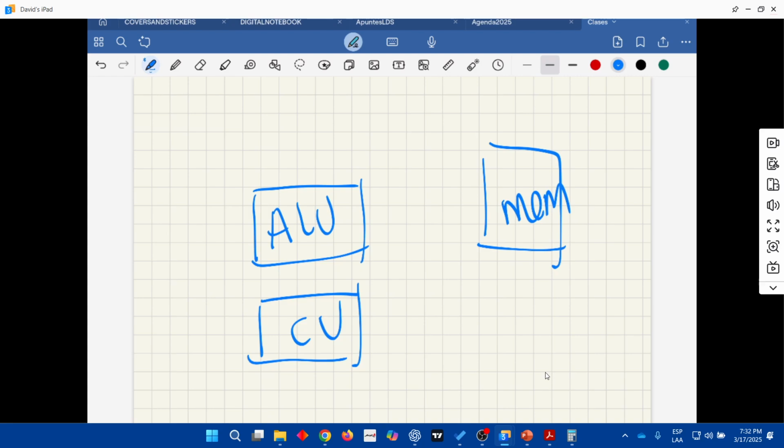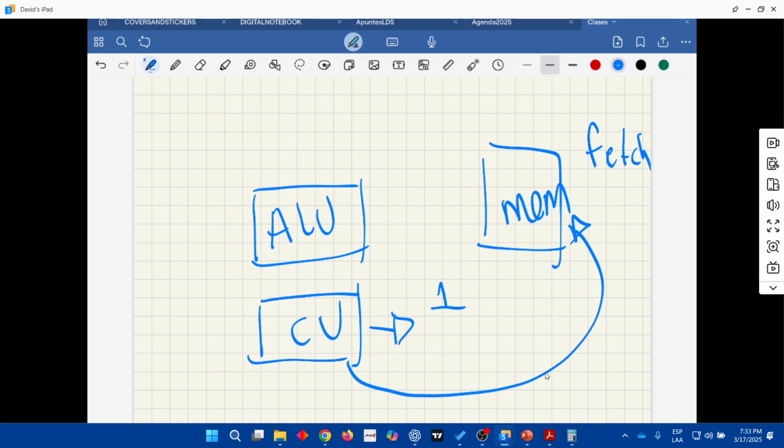Okay, so the control unit has the instructions in order. The first instruction says that we need to multiply 7 times 2. So the control unit comes to the memory and fetches the information: the 7, the 2, and the operation, and gives that information to the ALU to be performed.